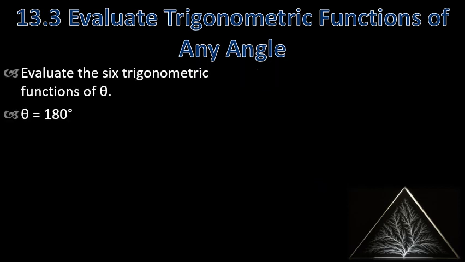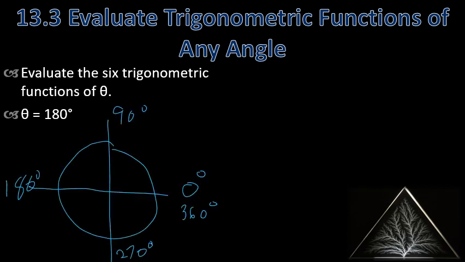All right, let's try one here. I didn't give you a picture this time, so maybe we should draw the picture. I want it when the angle is 180 degrees. Okay, so we draw our circle. It's all labeled. 180 degrees is right there, and we need a point for that. So some point over there, maybe negative 1, 0. Any point on that terminal side will work. You could use negative 10, 0 if you wanted.